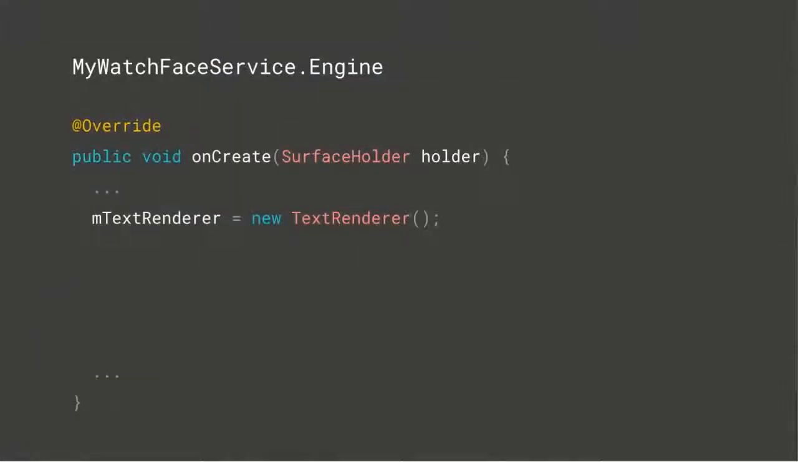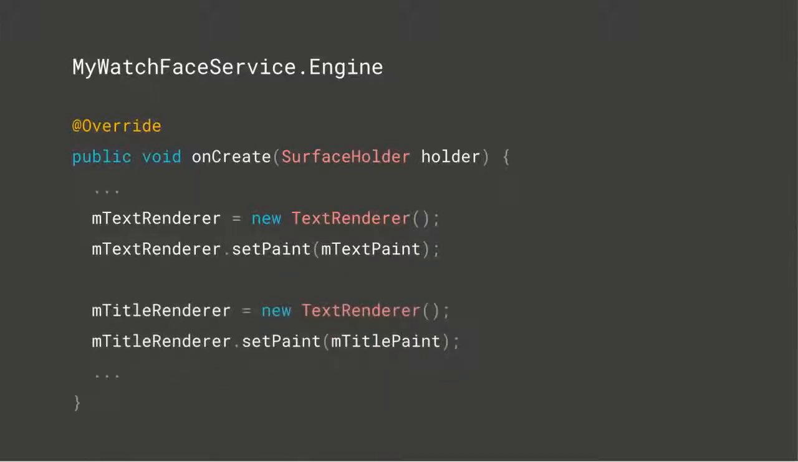So let's look at some code. When you initialize your watch face, create a text renderer using this simple constructor. And you pass in the text paint that you want to use. The text paint defines the font, the text size, the color, things like that. Now, because Text Renderer caches things like the layout, you should create one for each field. So we have one for the text here, and we also have one for the title. Don't share text renderers between fields.